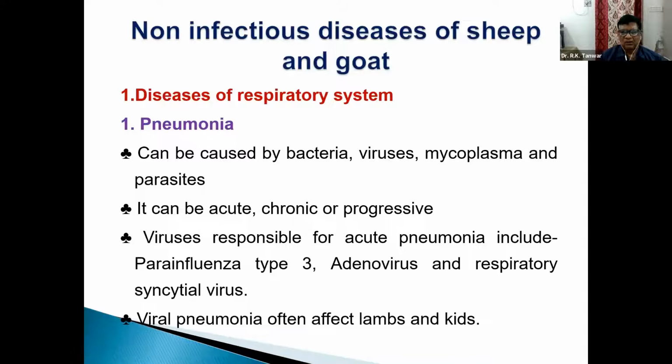Now, I think I will take a little bit of time because again, this topic is also very vast. So hardly I will cover the diseases of the respiratory system, that is pneumonia, a problem caused by bacteria, viruses, mycoplasma, parasites. I think verminous pneumonia we have to see, because in verminous pneumonia, antibiotics will not work at all. It can be acute, chronic, progressive. Then the viruses also play a role like parainfluenza, adenovirus, respiratory syncytial virus. Viral pneumonia affects lambs and kids mostly.